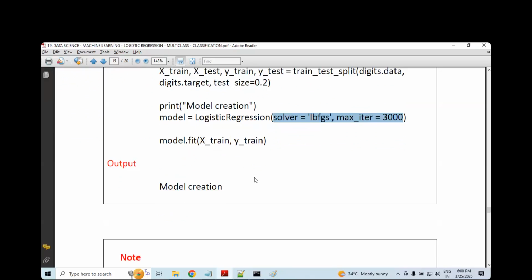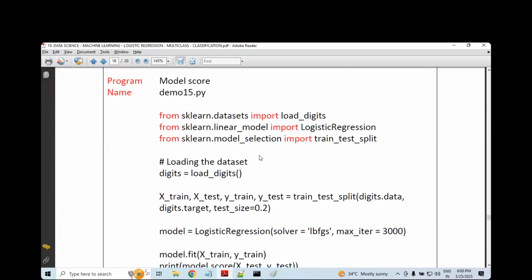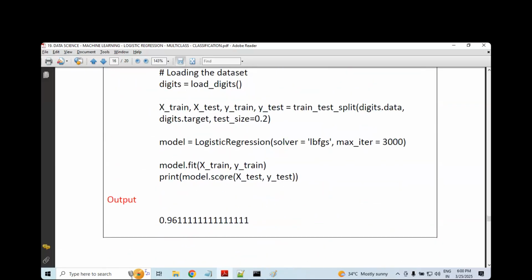If you want, let me repeat one more time. We need to give either an array or an image, then the model will do the prediction. You can also check the model score. There is a method called the score method. You can check it.